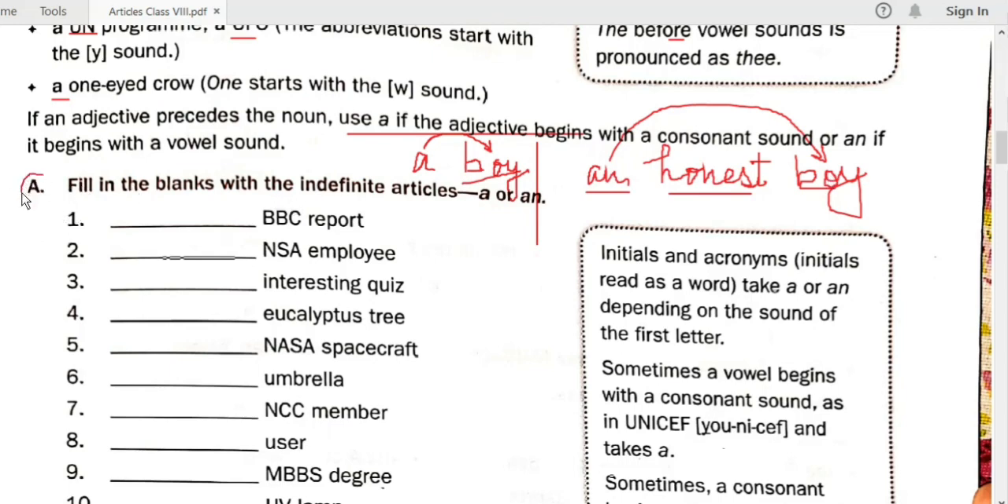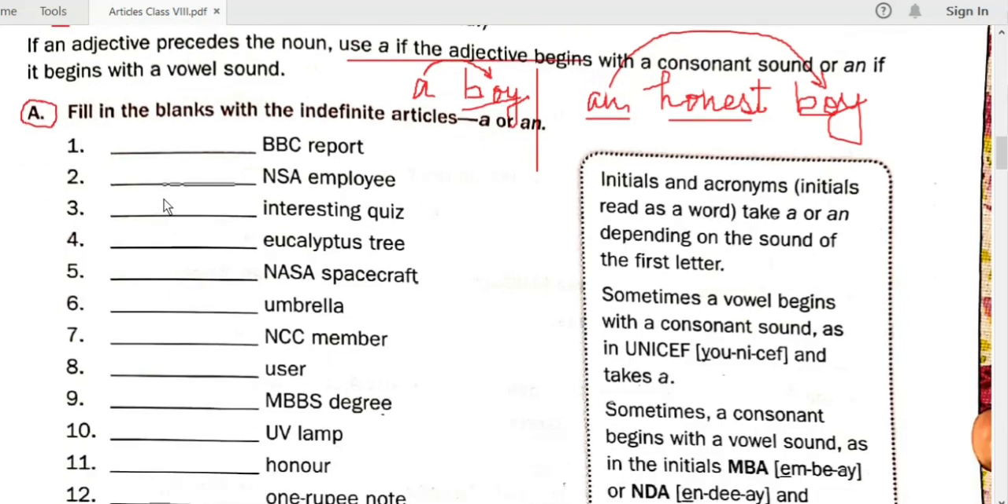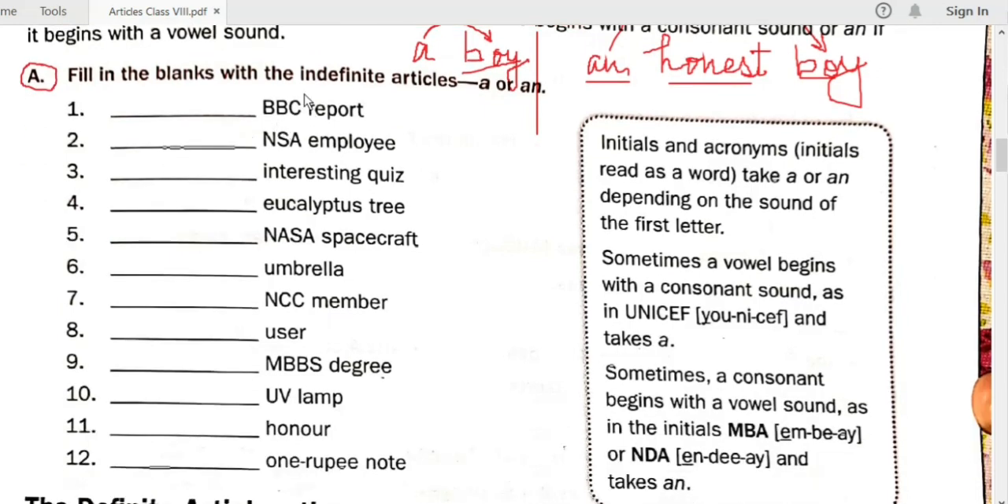This question is for you. One or two questions I will do to help you, and the rest you will try to do. Fill in the blanks with the indefinite article a or an. A or an is called the indefinite article. B, B, C report. The first letter is B, and how do you say it? B, B, C. It begins with a consonant sound, so there we will write a B, B, C report.